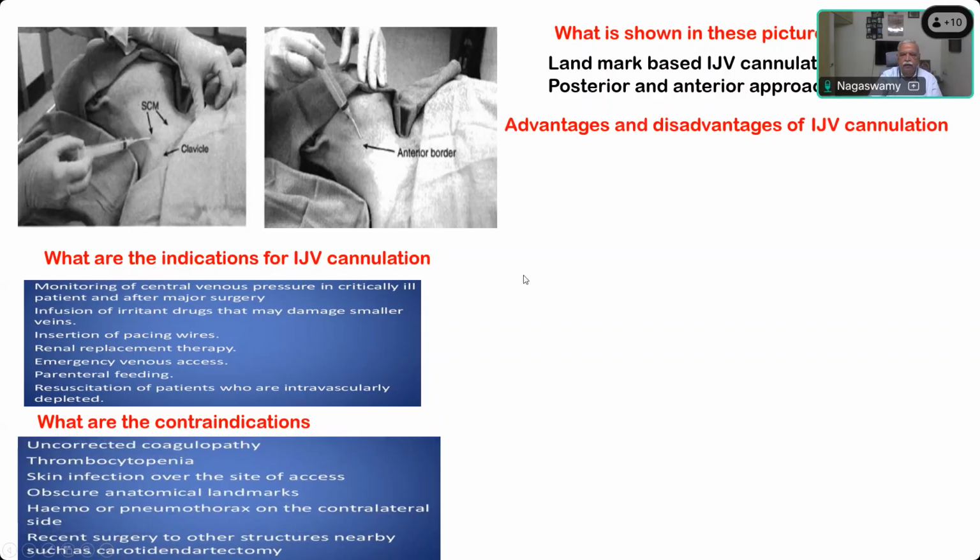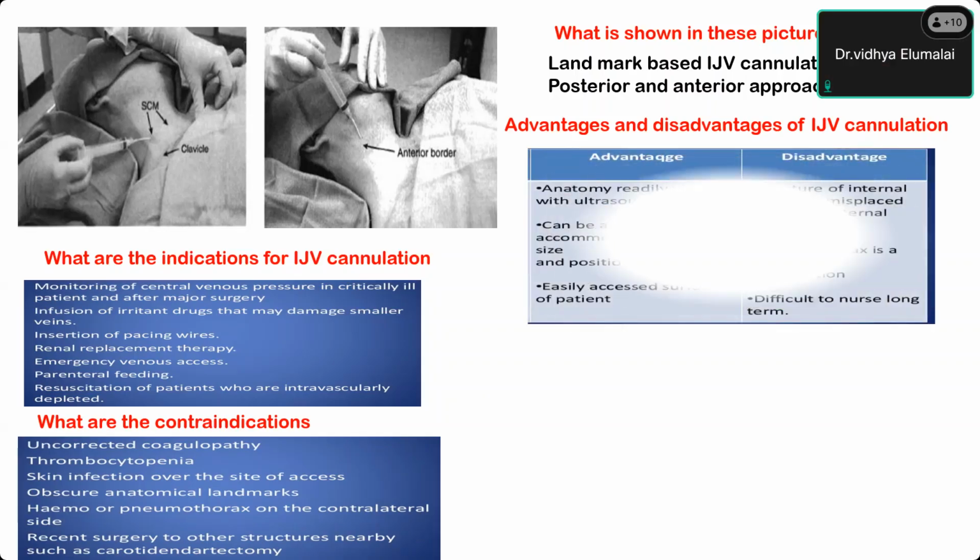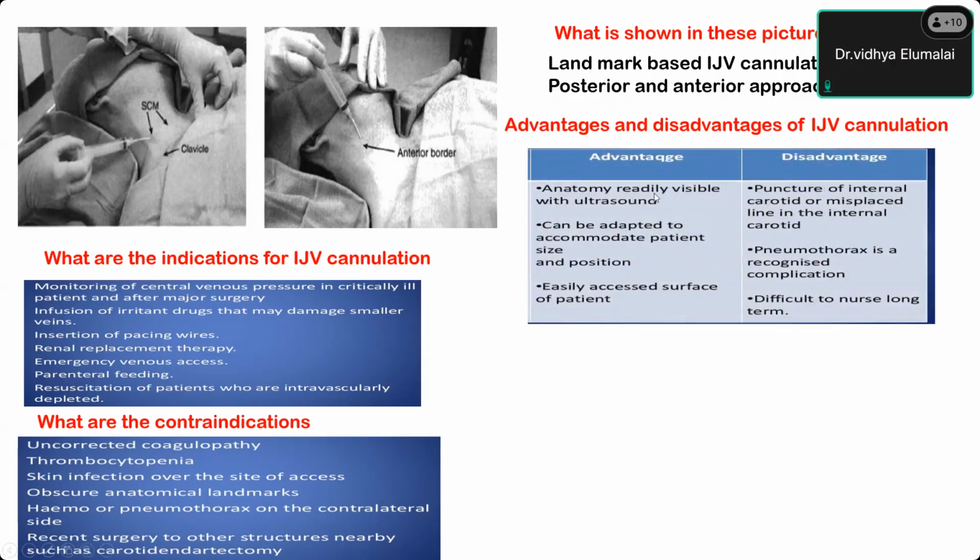Advantages and disadvantages of IJV cannulation. So it is more superficial, easily compressible, sir. Very good. Easily accessible. Lesser risk of pneumothorax. Very good. Lesser chances of infection. Approachable by ultrasound, sir. Anatomically readily visible with ultrasound, can be adapted to accommodate patient size and position, easy surface access. Puncture of internal carotid artery or misplaced line can occur.